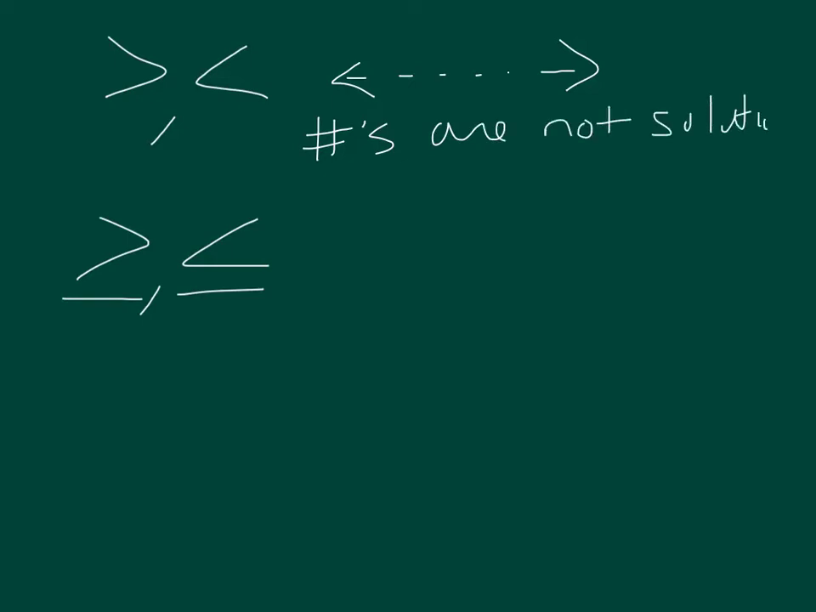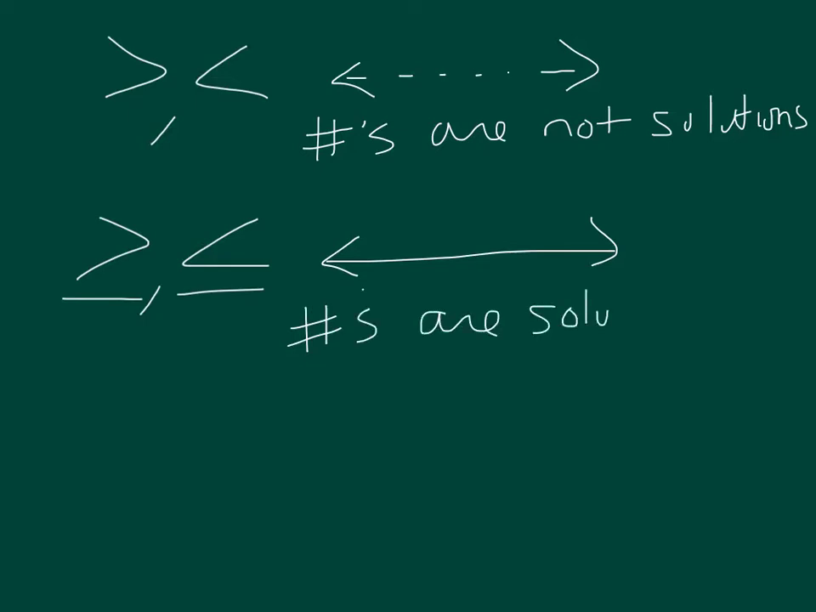Okay, so when you have just a greater than or less than symbol in your inequality, you're going to use what's called a dashed line to graph your inequality. This means that the numbers or the points on that line are not solutions to the inequality. If you have a greater than or equal to or a less than or equal to symbol, you're going to use a solid line like we're used to, and that means that the points or the numbers on the line are solutions to the inequality.